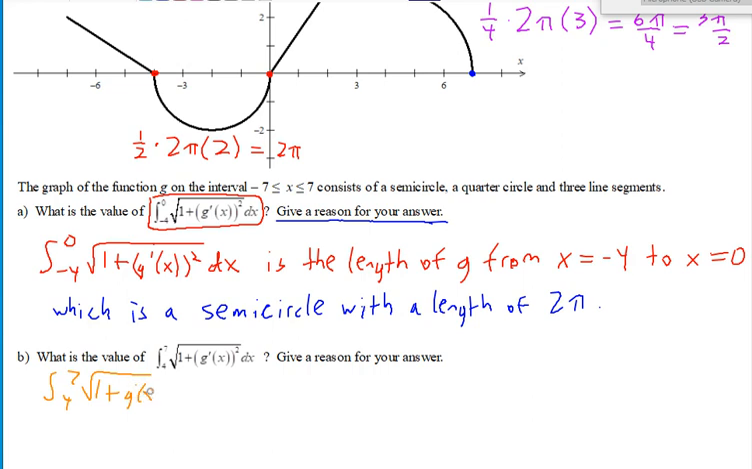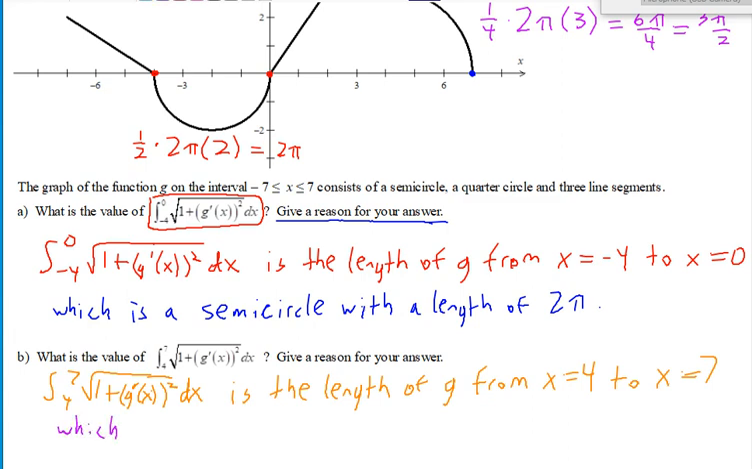The integral of the square root of 1 plus g prime of x squared dx is the length of g from x equals 4 to x equals 7, which is a quarter circle.